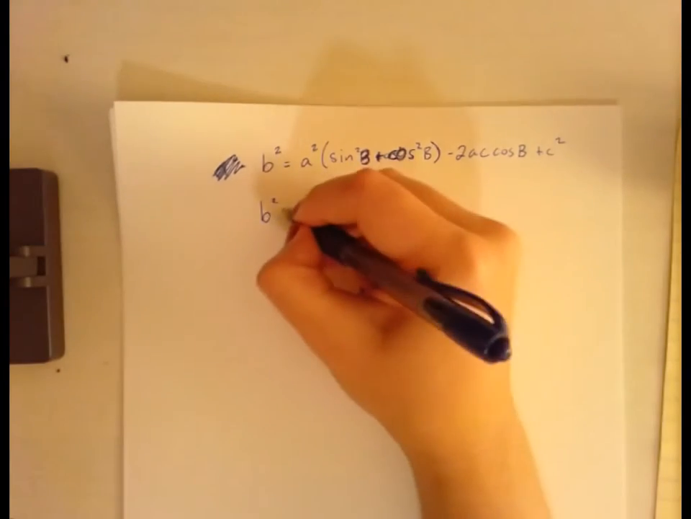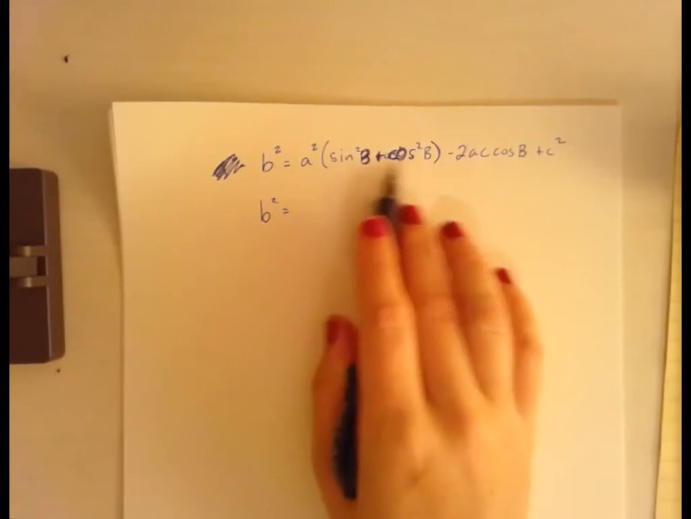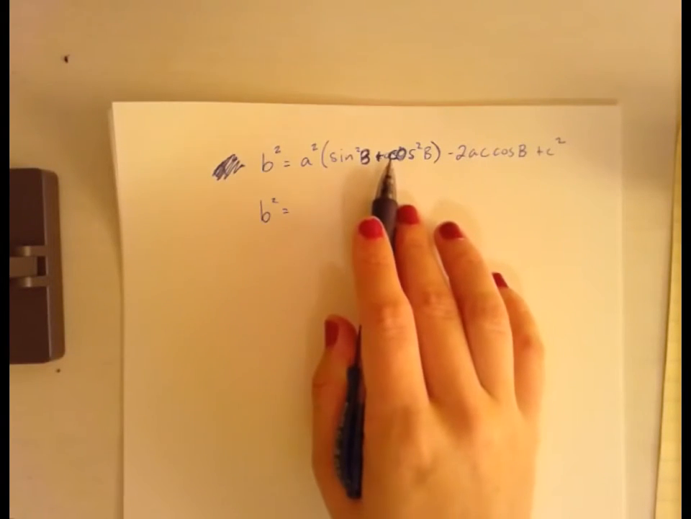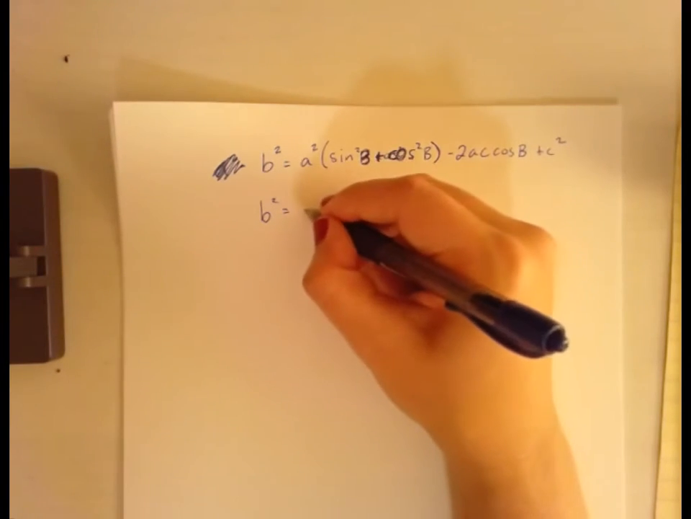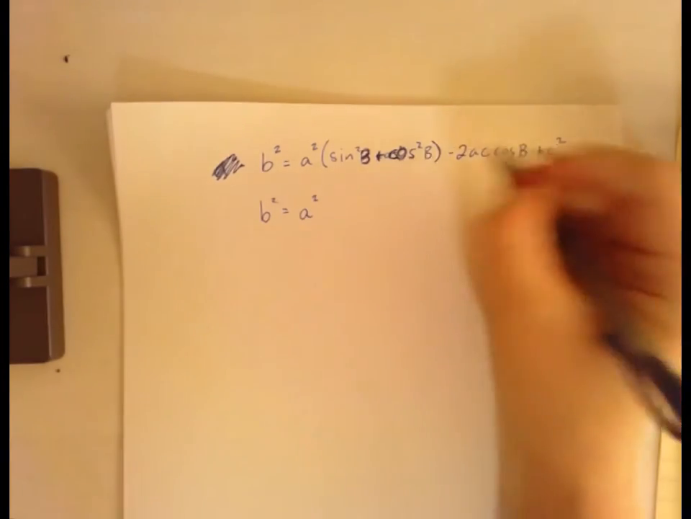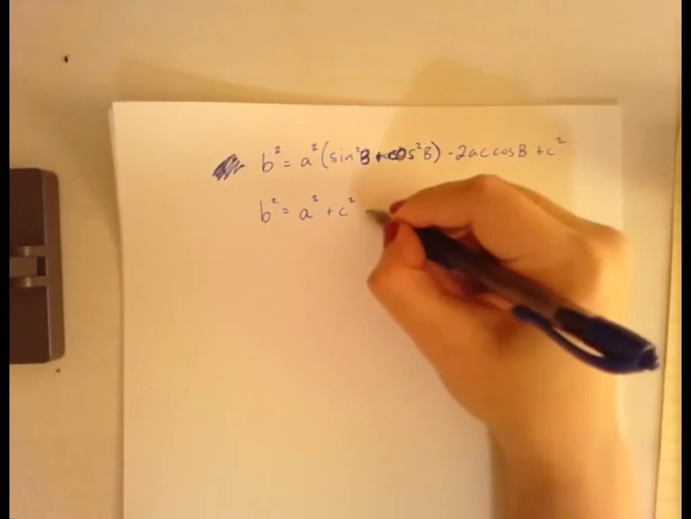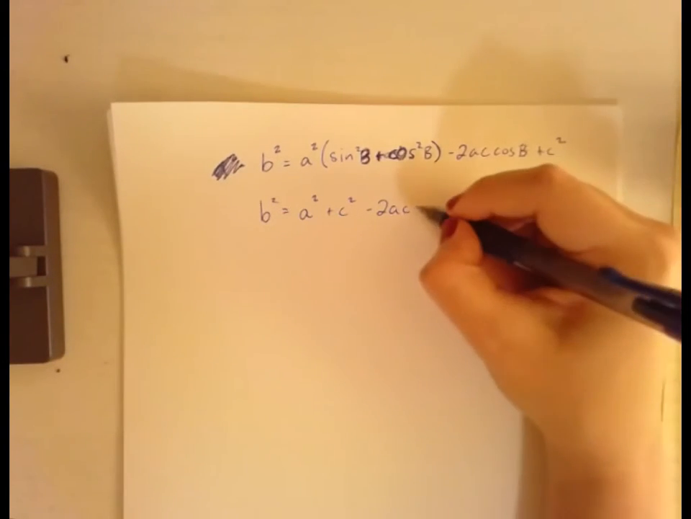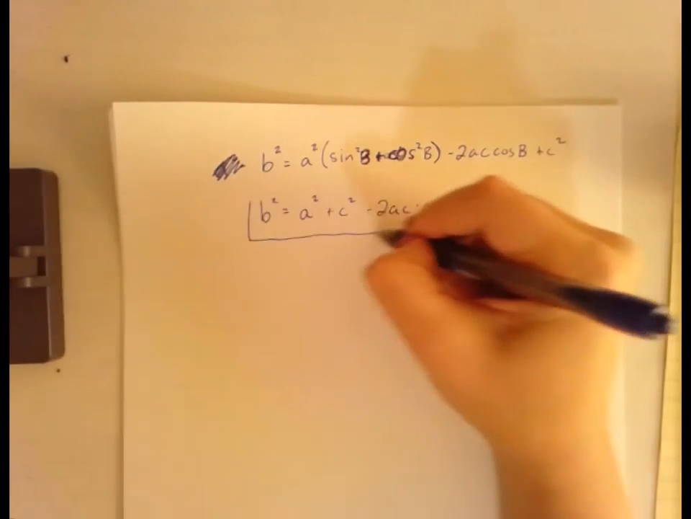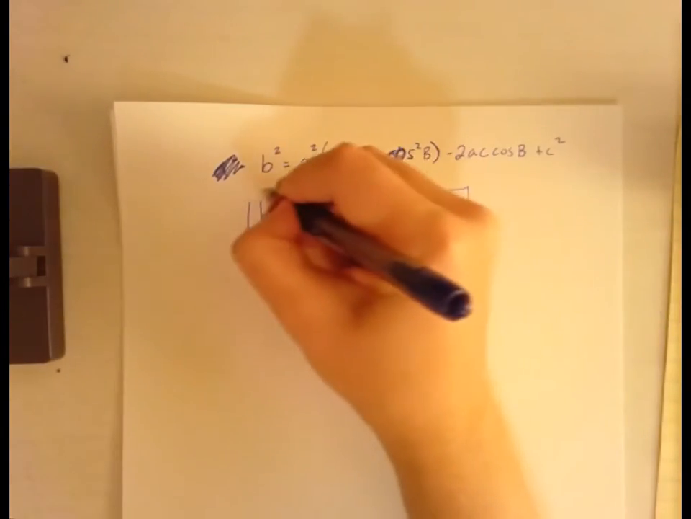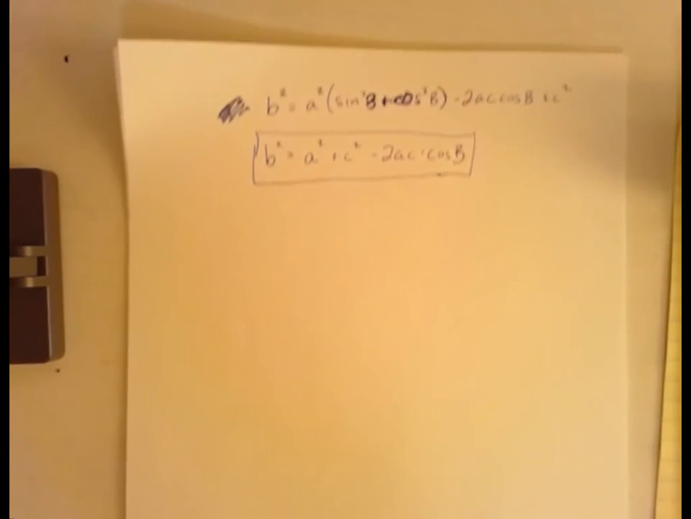And just like before, I have this Pythagorean identity inside the parentheses, which becomes the number 1. And so I'm left with a squared by itself plus c squared minus 2ac cosine B. And we've arrived at our second law of cosines.